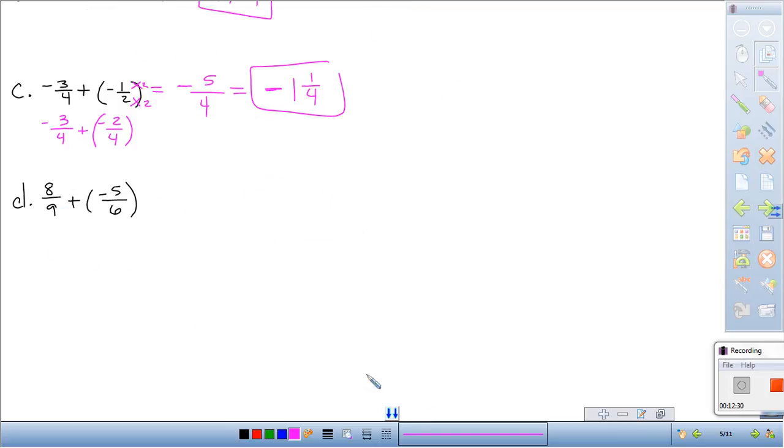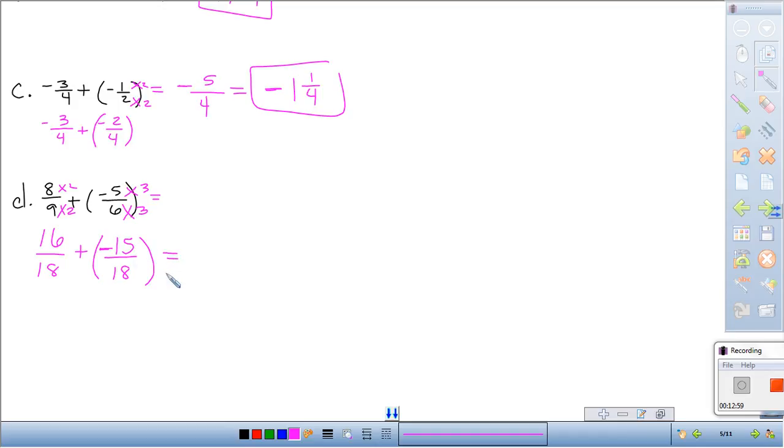And finally, D, same sign or different signs? They have different signs, so we're going to subtract. But before we can subtract, we have to have a common denominator. The LCD for 9 and 6 is 18. So I'll have something over 18 plus something else over 18. And it's negative. Keep that negative. Times 2, times 3. 8 times 2 is 16. 5 times 3 is 15. So we have negative 15.